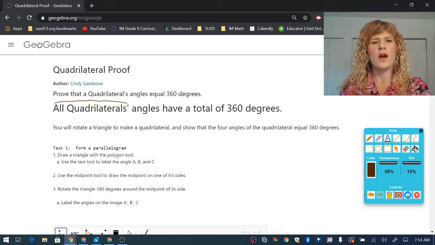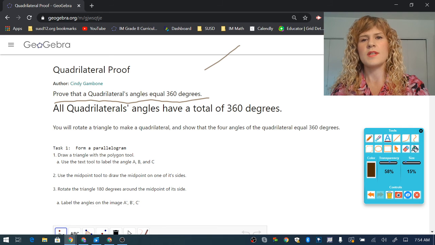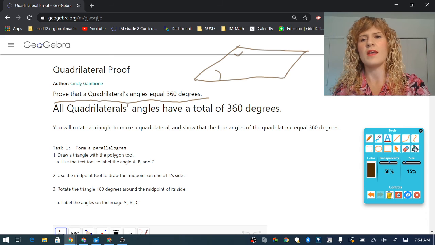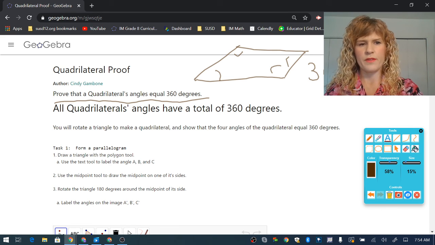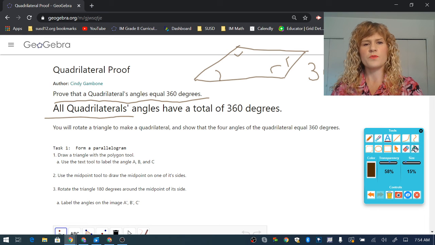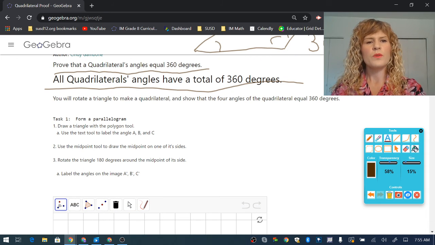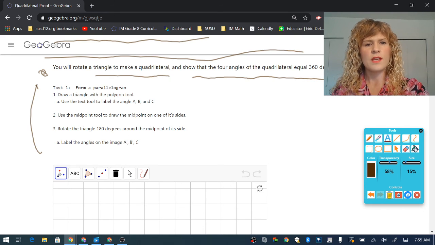Prove that a quadrilateral's angles equal 360 degrees. So take whatever quadrilateral you have, and we're going to prove that all of the angles add up to be 360 degrees if you add them all together. All quadrilateral angles have a total of 360 degrees. You will rotate a triangle to make a quadrilateral and show that the four angles of the quadrilateral equal 360 degrees. Read the directions carefully.